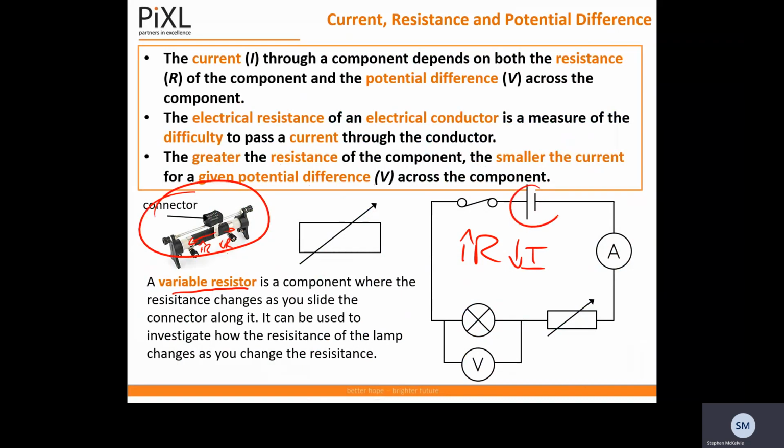So if you're using a cell of a fixed voltage, 6 volts, then we can use a variable resistor to change the amount of current in the circuit. If we put more resistance into my variable resistor, then we'll decrease the current. And if we put less resistance into my variable resistor, we will increase the current. Ask your teacher to show you one of these if you haven't seen them before.